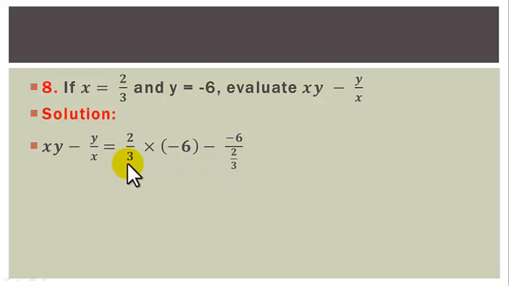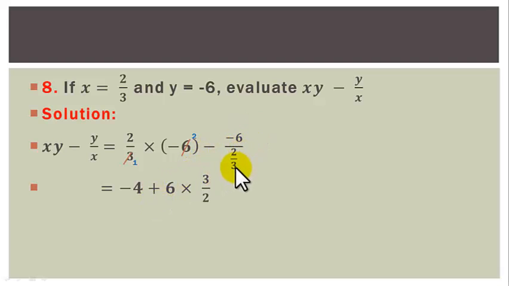Here, 3 will cancel itself to give 1, and it will cancel minus 6 to give us minus 2. This will then give us 2 times minus 2, which is minus 4, plus 6. Minus times minus will give us plus.